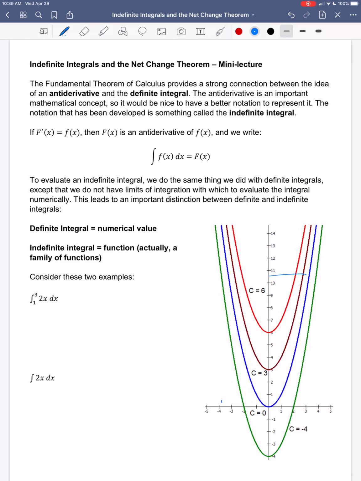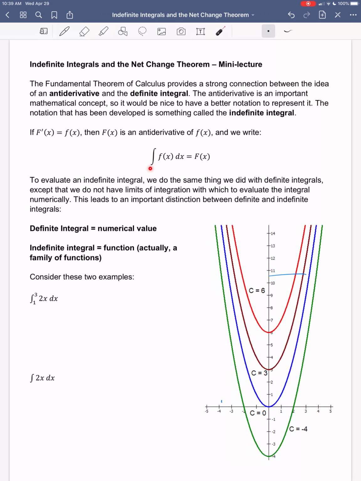So if we have a function capital F prime of x that's equal to f of x, so that means the derivative of capital F is little f. Well, that means then to go from little f to capital F, I'm doing an antiderivative. So we say capital F of x is an antiderivative of little f of x. But then we write this: the integral of f of x dx is equal to capital F of x. So when I take this integral of my little f, I get the antiderivative.